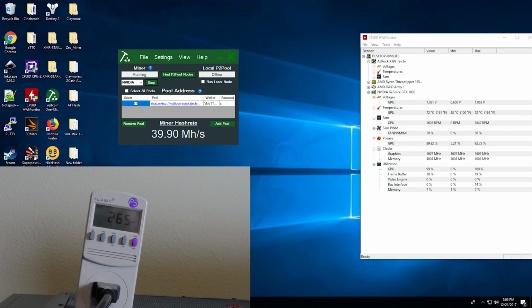Now, all of the power consumption is going to be total system power, and the Threadripper is going to be running around 100 watts. So subtract 100 from 265, and you're looking at 165 watts on the power draw here. And the fan speeds are all set to stock here, so it seems to be able to handle it quite well.